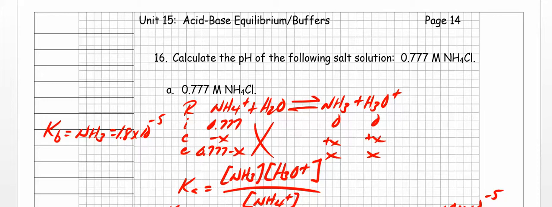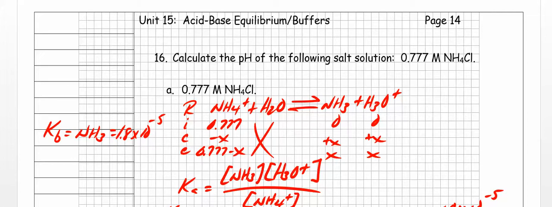All right, another problem I asked you to look at was number 16, and this one said to calculate the pH of the following salt solution, and it's 0.777 molar ammonium chloride. So you know it's a salt, so it's going to be a hydrolysis. Before we even start, let's try to predict whether it's going to be an acid or base, and see if our answer matches up.